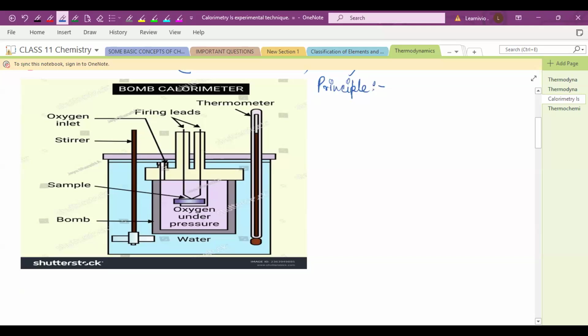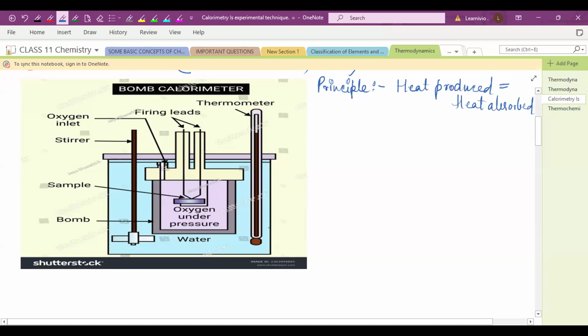So the principle of this bomb calorimeter is that the heat which is produced is equal to the heat absorbed. That's the principle of this bomb calorimeter. Okay, now let's understand this whole setup. Now see this large container.